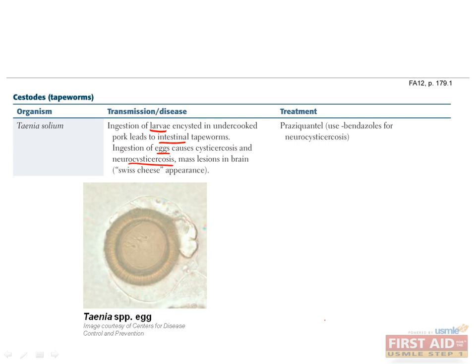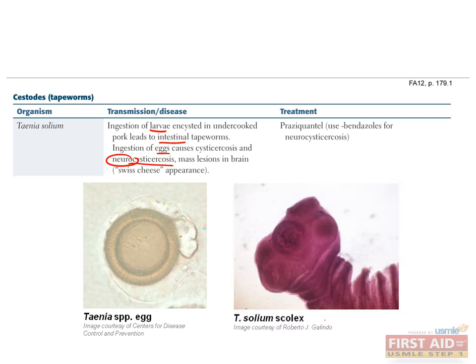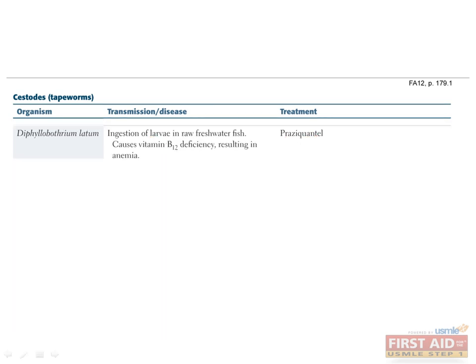In this situation, the egg form hatches in the intestines, allowing the larval form to then penetrate the intestines, enter the bloodstream, and affect any tissue. Neurocysticercosis is diagnosed when the larval form has penetrated the brain or spinal cord. The scolex, or head, of Taenia solium has 4 suckers and prominent hooks that give the helminth its ability to attach firmly to the intestinal mucosa. Treat with praziquantel. The next cestode is Diphyllobothrium latum, which is ingested in undercooked or pickled freshwater fish.